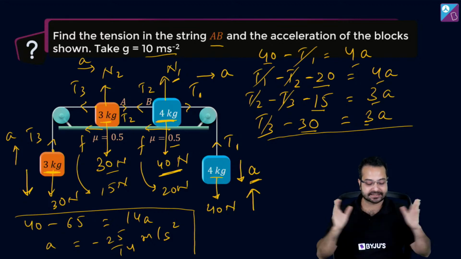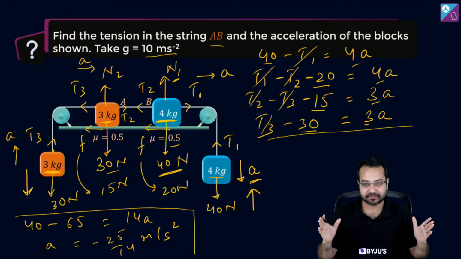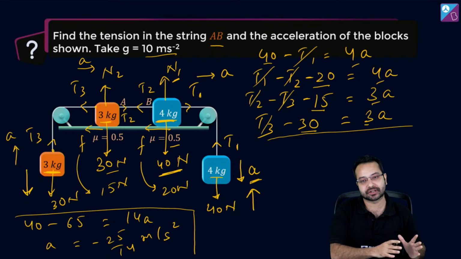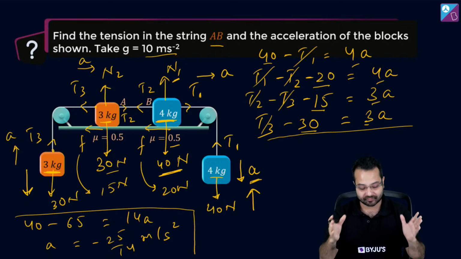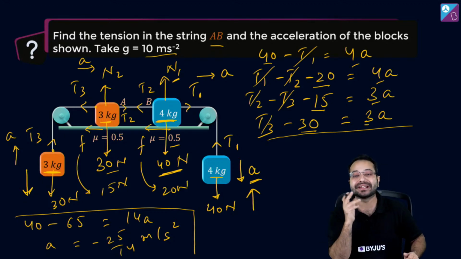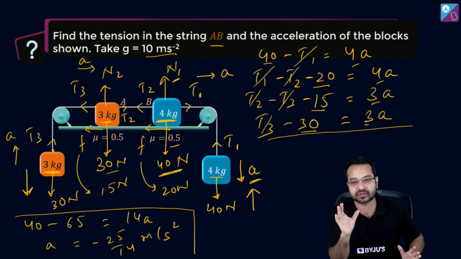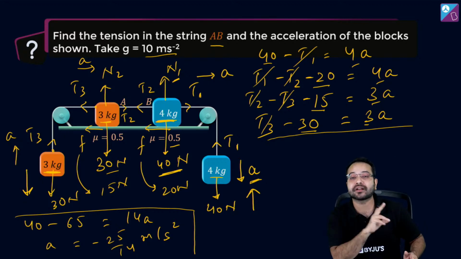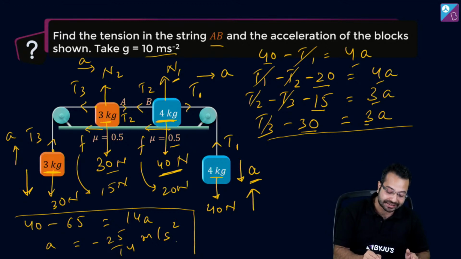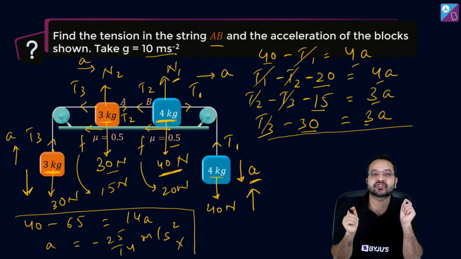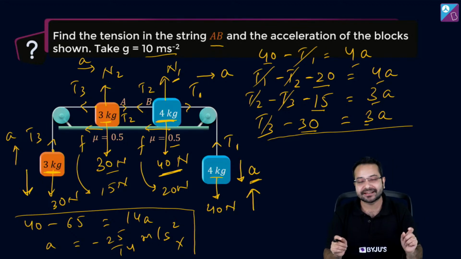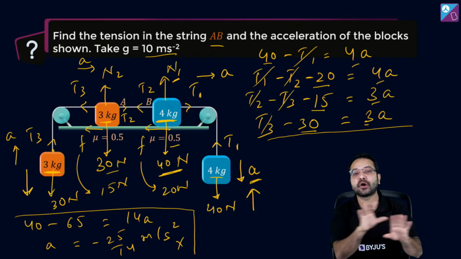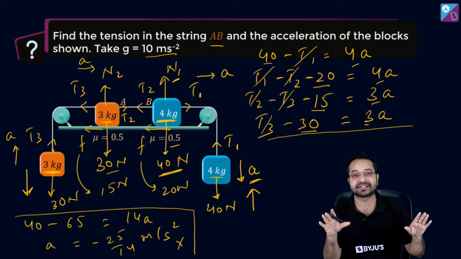Alright, let's understand this. First of all, if there was no friction, and the acceleration came out to be negative, it meant that the acceleration was opposite to the assumed direction. But when friction is there, we cannot assume it. So this is not the right answer. When there is friction involved and we get an acceleration which is negative, it does not mean that the blocks are going in the opposite direction. Not at all. So we have to clear this misconception.